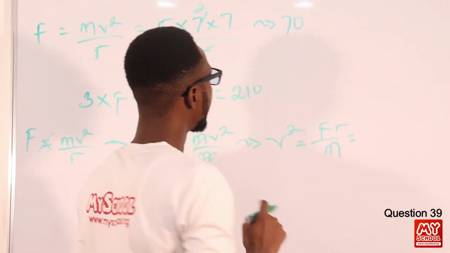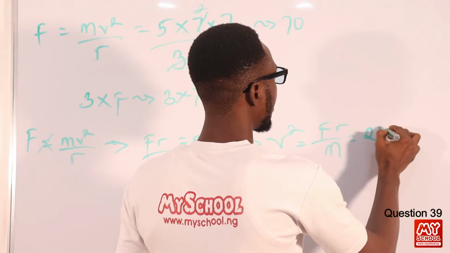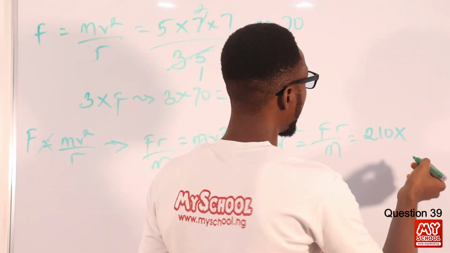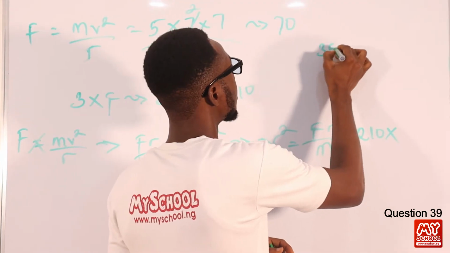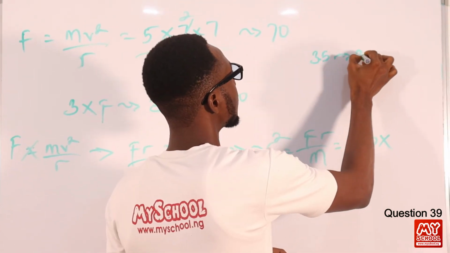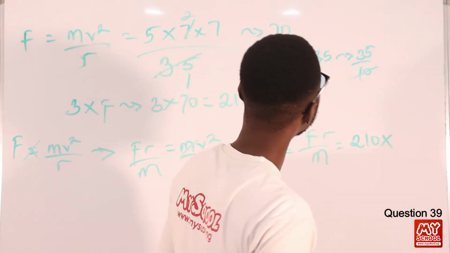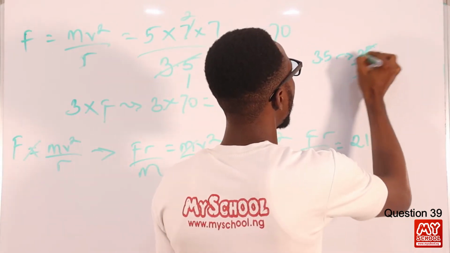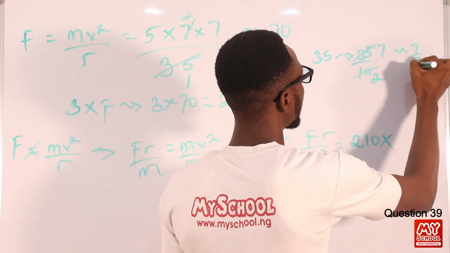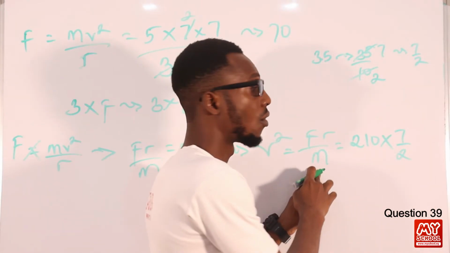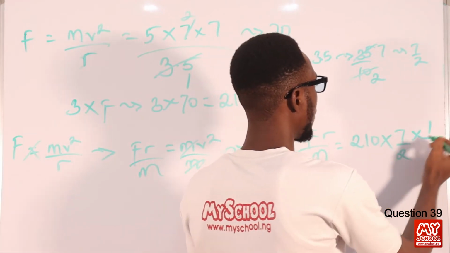Don't worry, I'm going to remove the square. So that will be 210 times the radius. This is 3.5. 3.5 still means 35 over 10, and dividing by 5, 35 over 10 gives 7 over 2, isn't it? So this is divided by m, or I can say times 1 over m, the same thing.